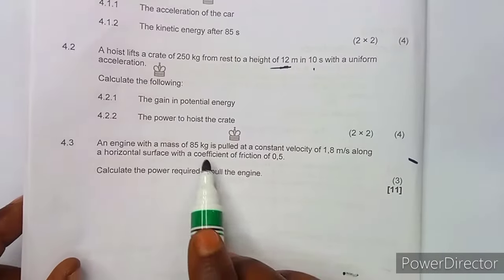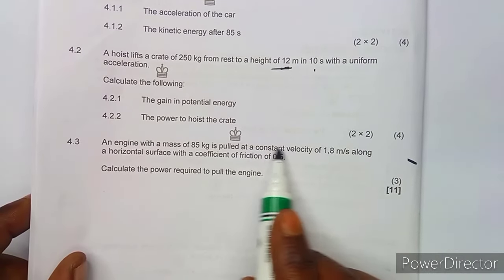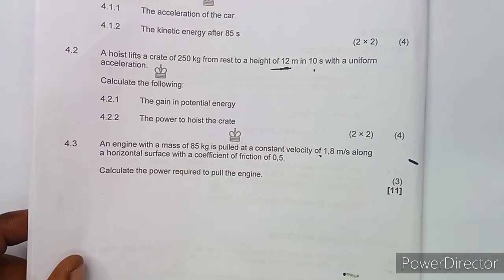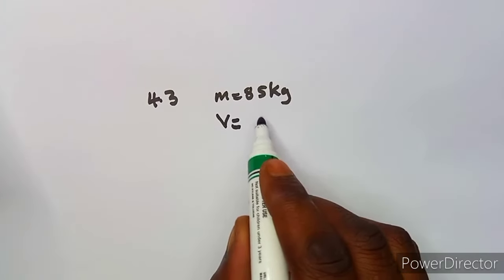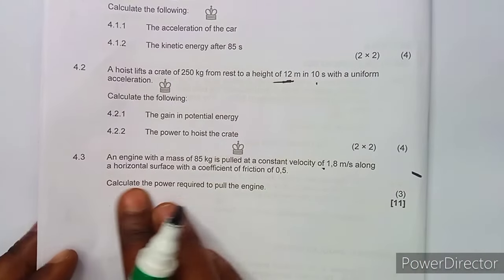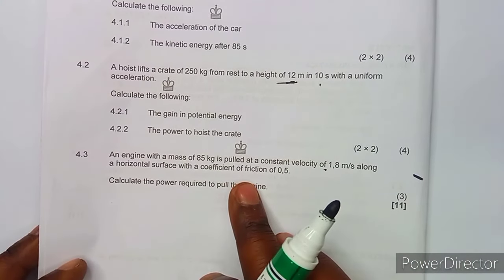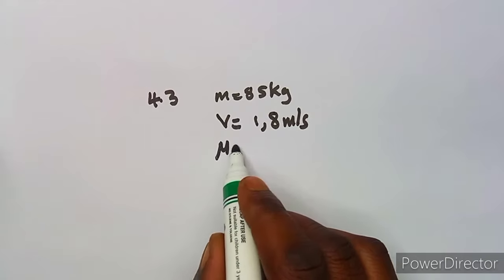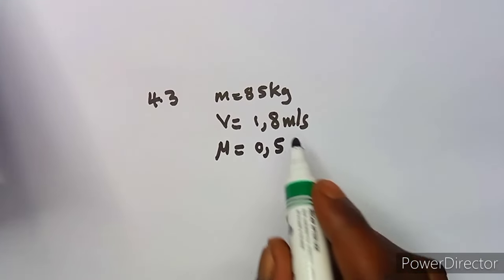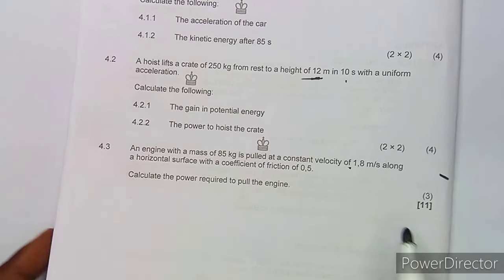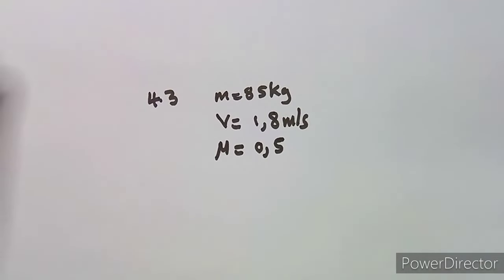And what else are we given? It is pulled at a constant velocity. This is the velocity, like the initial velocity that you are using, or you can just use this as a normal velocity. So that's the velocity of 1,8 meters per second, along a horizontal surface with a coefficient of friction of 0.5. Now the question is asking, calculate the power required to pull the engine.